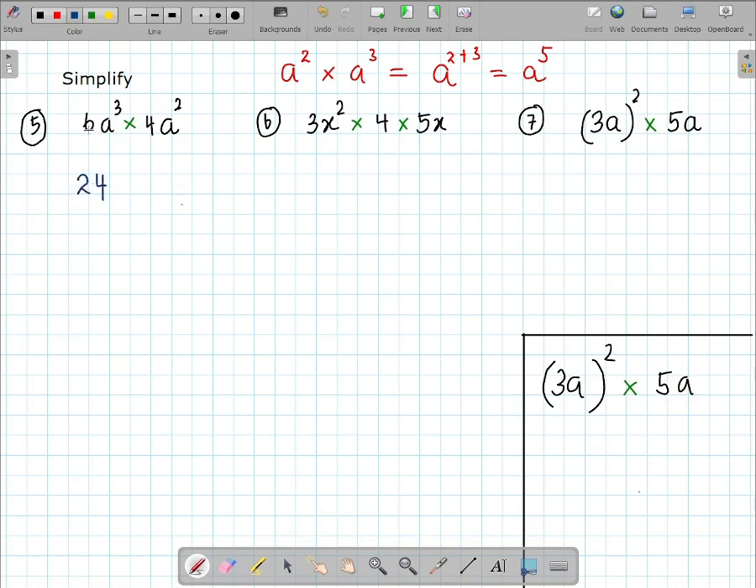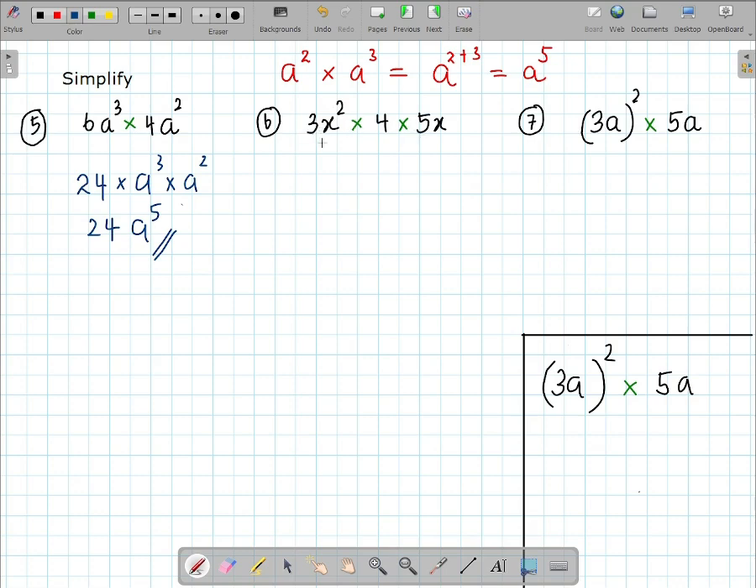24. Then a to the power 3, I write here, a to the power 3 times a to the power 2, and 24. A to the power 3 times a to the power 2 means powers multiply, indices are added. 3 add 2, that is 5. So a to the power 5.